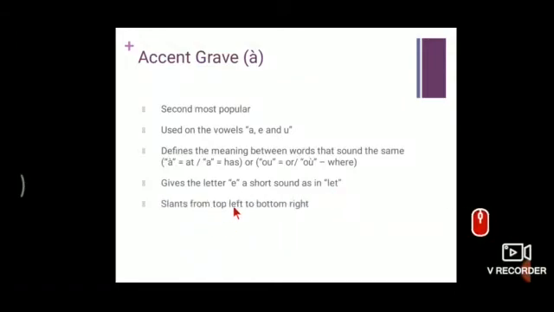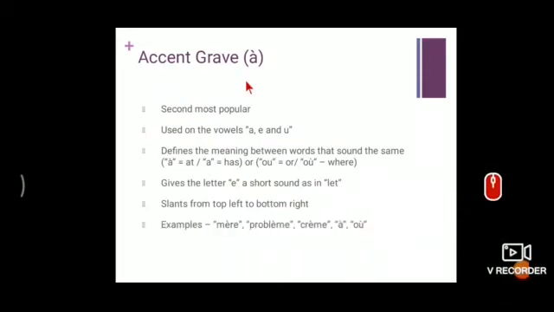So this one goes from the top left to the bottom right. Okay, so it is the opposite of accent aigu. Accent aigu goes from right to left, right? This is from left to right. So this is accent grave. The examples given in the book are mère, problème. So mère, the E is available there, but it is a very short E. Mère, mère. Problème, problème. This is accent grave.